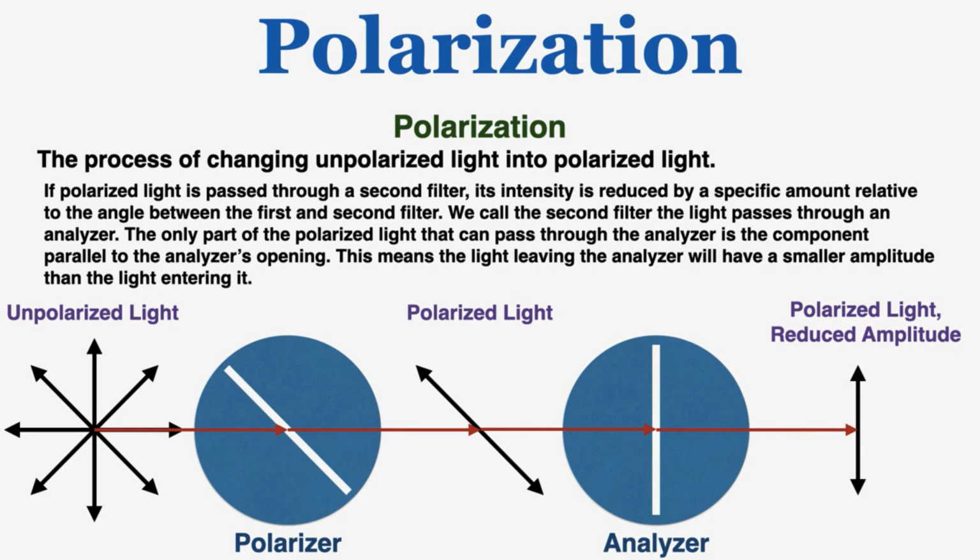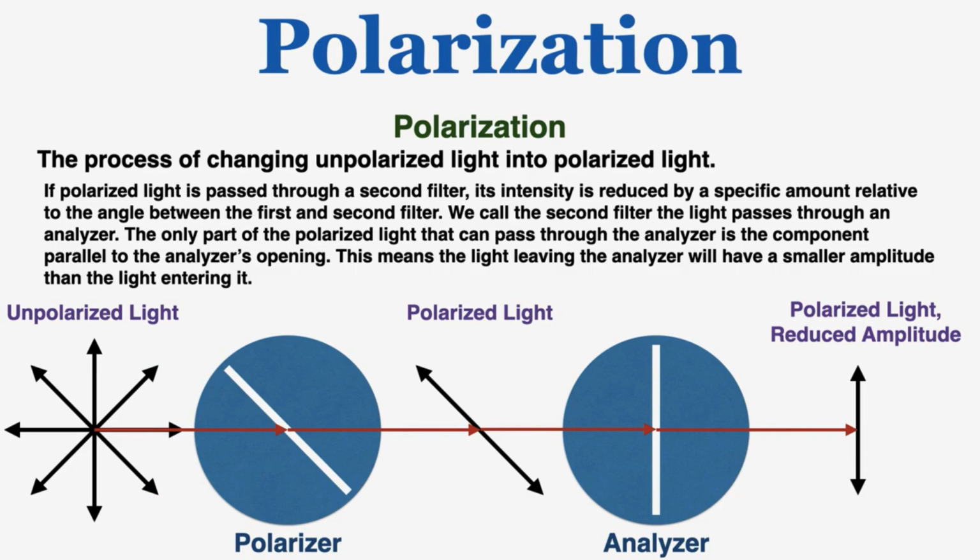It has a reduced amplitude. Remember, the amplitude of a wave is the distance from the center of the wave to the top of the wave. I can see that the distance on this final polarized light from the center to the top is less than that distance in the original unpolarized light.